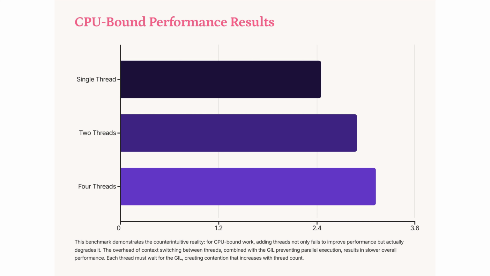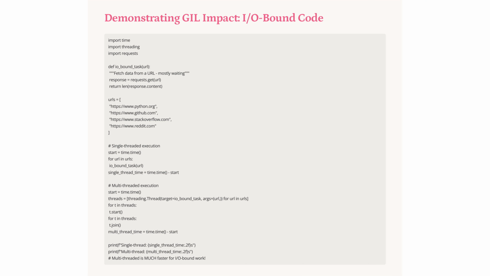Context switching overhead and GIL contention slow down execution as thread count increases, highlighting the inefficiency of multi-threading in CPU-bound scenarios. In input-output-bound tasks, multi-threading excels. By fetching data from URLs like python.org and GitHub, we observe significant speedups. Single-threaded execution is slower as each request waits for completion. In contrast, multi-threading allows concurrent requests, reducing wait times and enhancing performance.